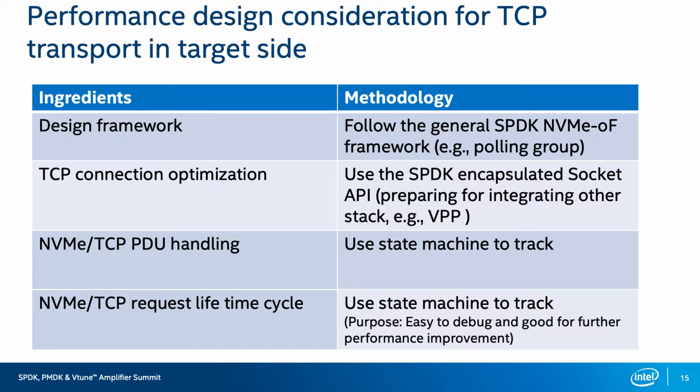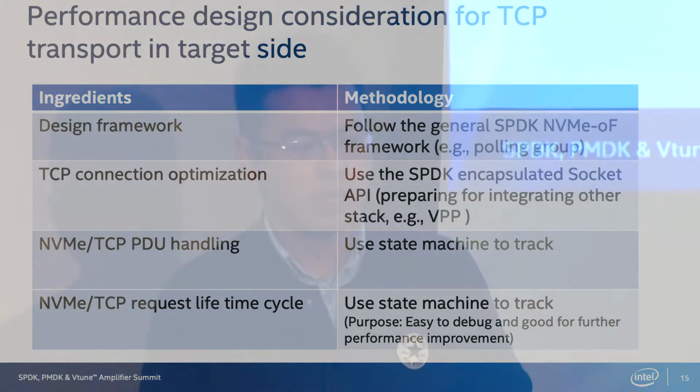The second is that we reserve the interface to optimize the TCP connection. As mentioned before, we can use different socket APIs. Currently, we support POSIX and VPP, but if you want to integrate others, like F-Stack or Seastar, or others, you can implement it according to the socket API defined in SPDK. You implement the related functions, then you can easily support that.